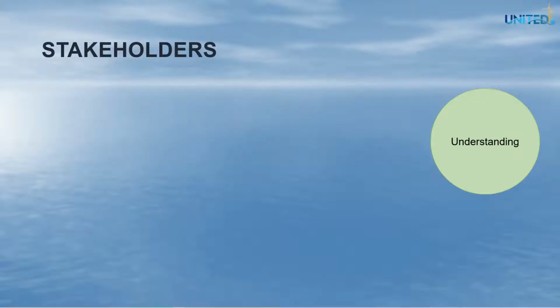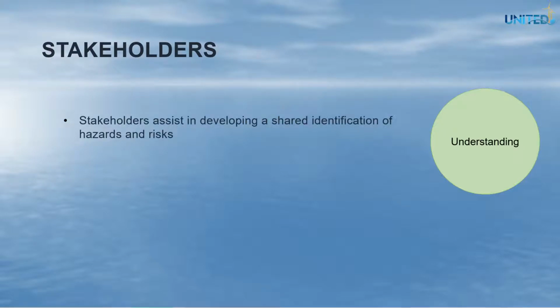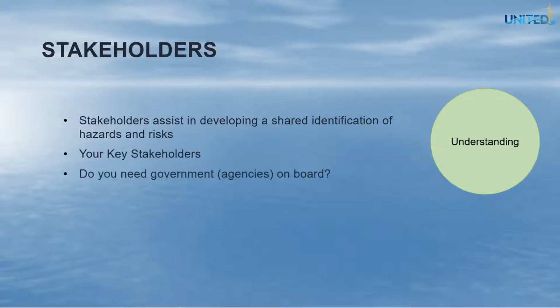What is the role of the stakeholders in this step? Your stakeholders can assist in developing a shared identification of hazards and risks. So make sure you involve your key stakeholders. Also consider whether you need to have government on board, either because there are already existing rules and regulations, or together with government you want to regulate your multi-use operations. Also ask the question, who else do we need to have on board in this process?